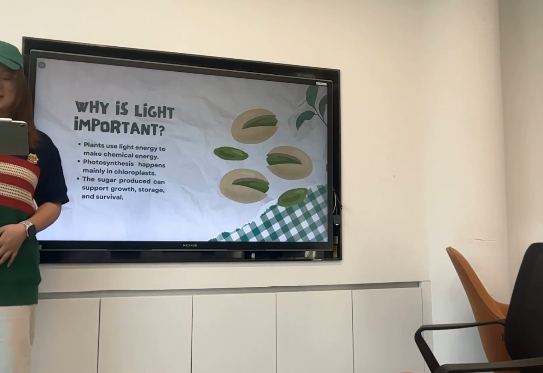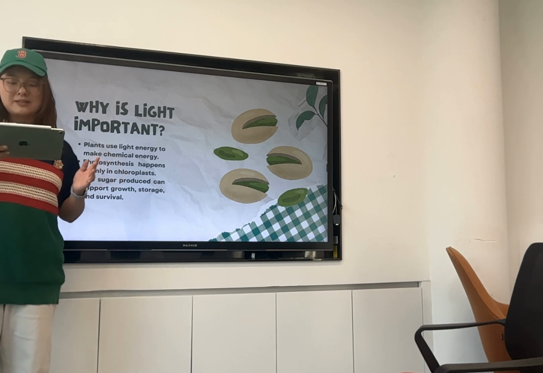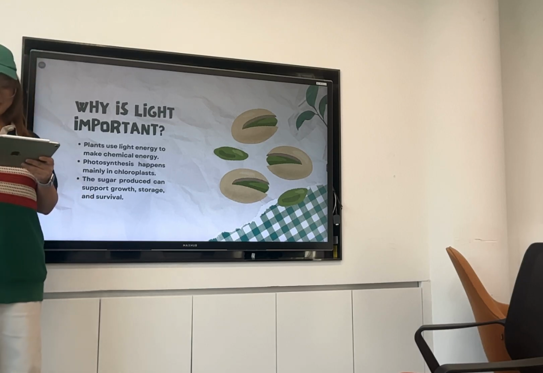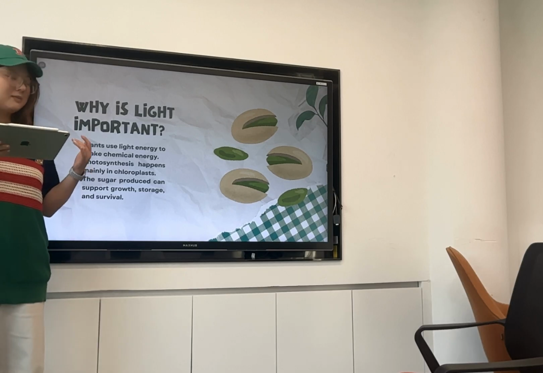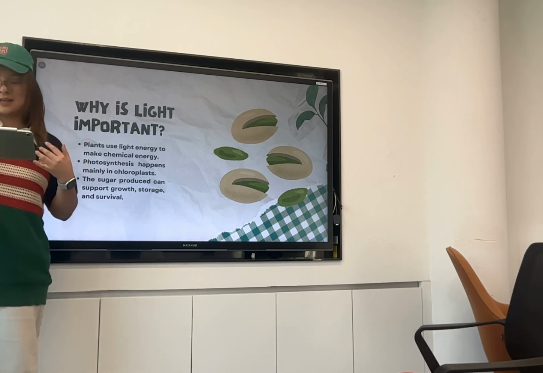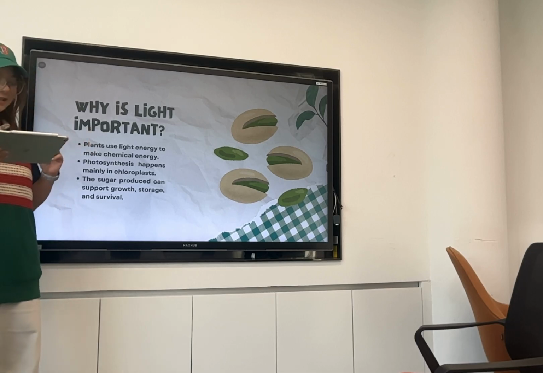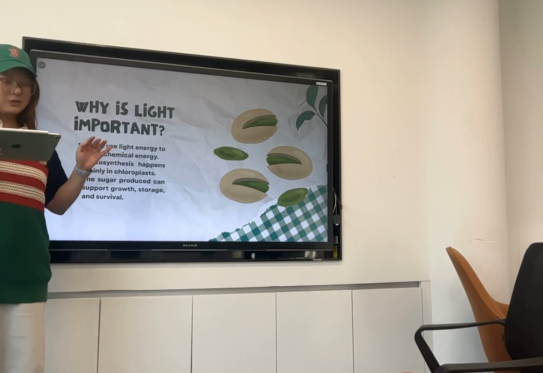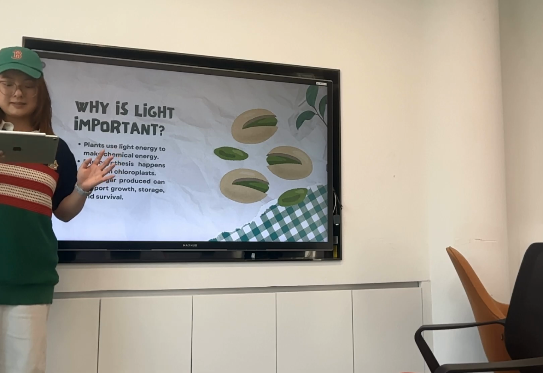Before talking about bending, we need to understand why light matters so much. Plants use light energy to make chemical energy through photosynthesis, as we learned in BIOL110 classes, right? Photosynthesis mainly happens in chloroplasts, which are inside the plant cells. A very simple way to think about this is that light energy is the source of photosynthesis, which makes sugar that supports the growth and survival of a plant.